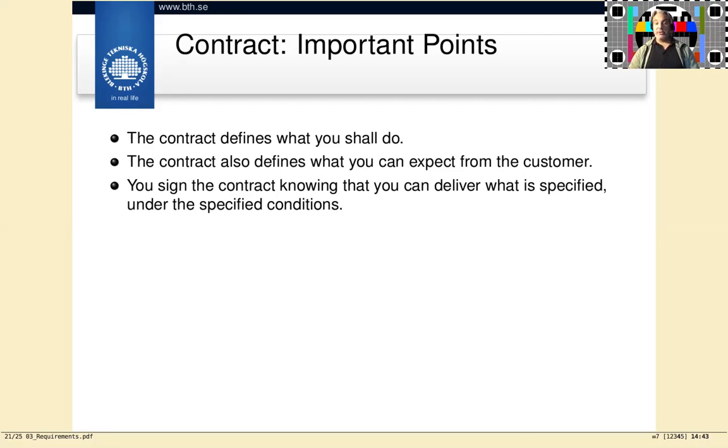And if you're unsure whether you can deliver what is specified and so on, don't sign. That's the basic. You only sign the things that you actually know that you're going to be able to deliver.